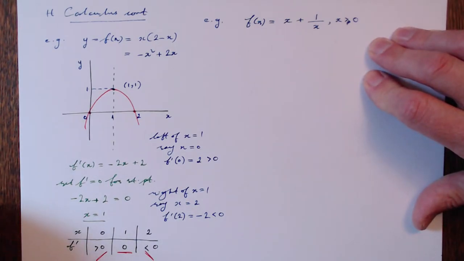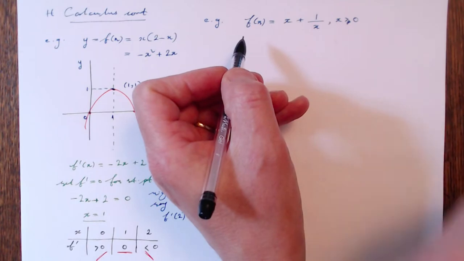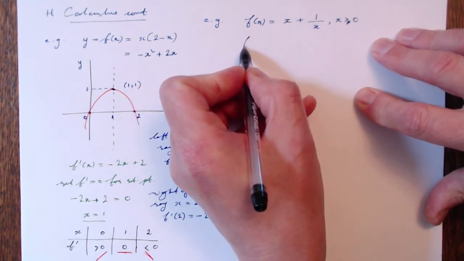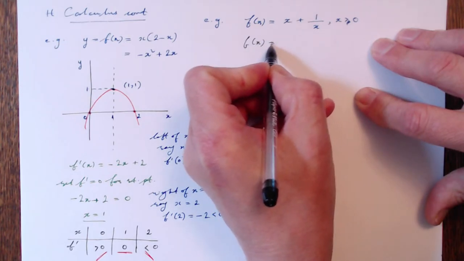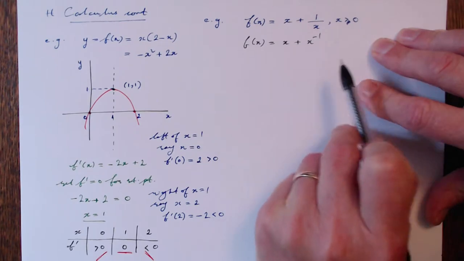And to differentiate this function, if we're unfamiliar, if we're not fluent with calculus, we'll want to put this into a form where we're more comfortable. So we'd write f of x equals x plus x to the negative 1.